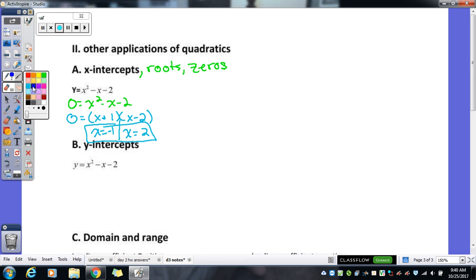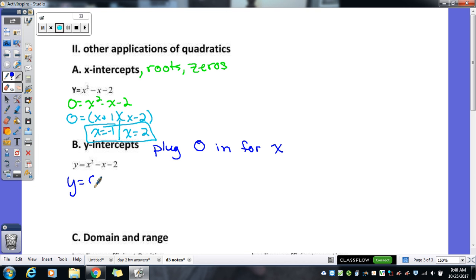For your Y-intercepts, you're going to plug a 0 in for X, because your Y-intercept on your Y-axis would be when your X is a 0. So for this one, you would have 0 squared minus 0 minus 2. What happens with my 0 squared and my minus 0? They're just gone. So our Y-intercept would be Y equals negative 2.